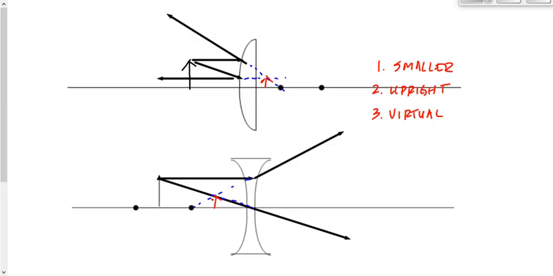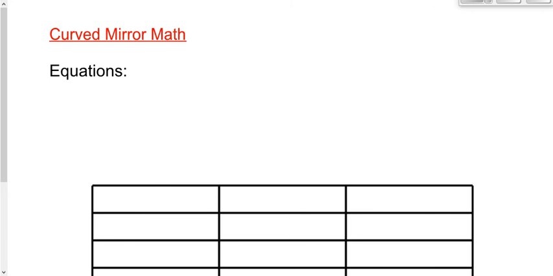Now, we're going to talk about a little bit of mirror math here, just as we talked about some lens math earlier on, yesterday. There are, just like for lenses, two equations that describe the mathematics of mirrors. And they are, in fact, the same two equations. 1 over f is equal to 1 over do plus 1 over di. We called that the thin lens equation yesterday. Today we're calling it the mirror equation.